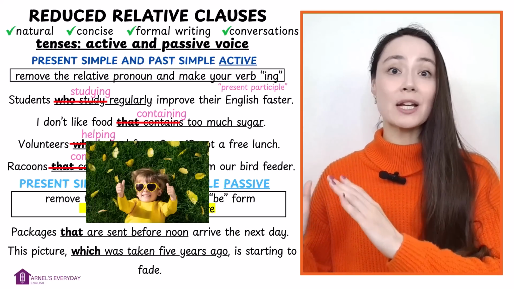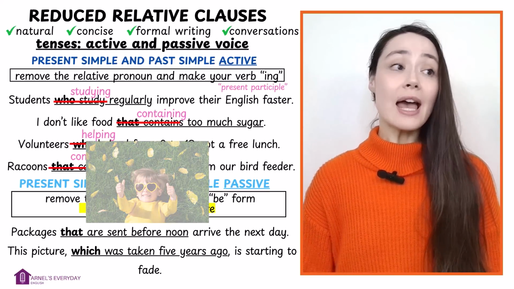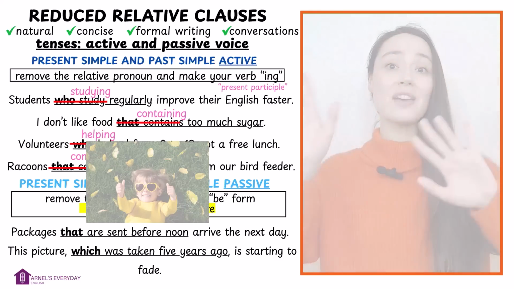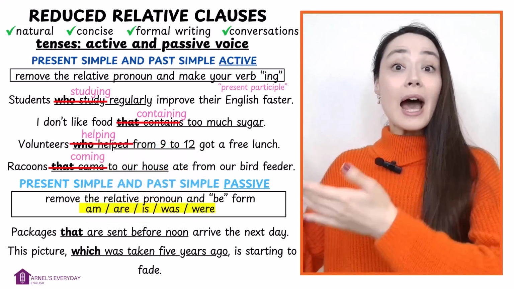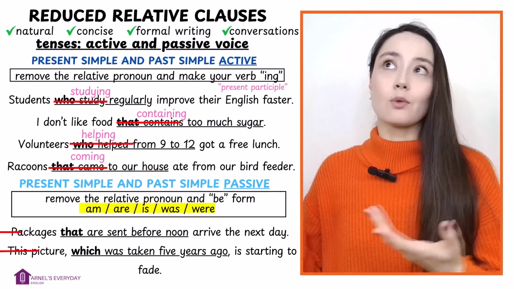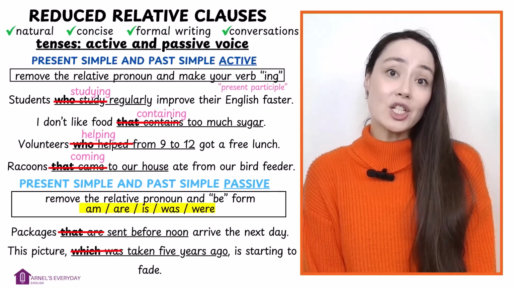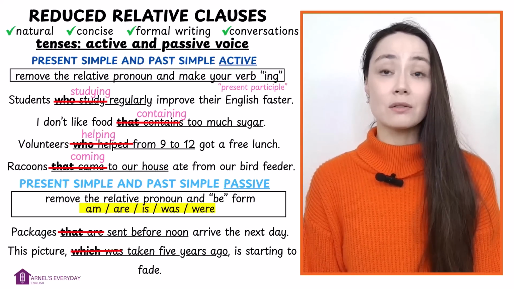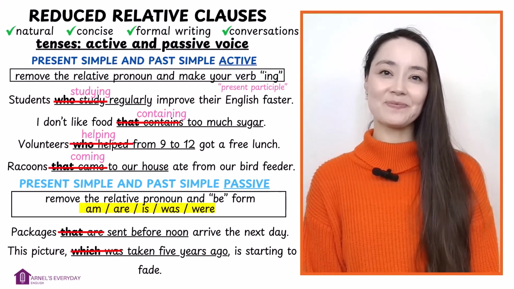Here is the original picture, and here it is fading. And just like me, I'm fading. I'm fading. Now I'm back. How do we reduce these? Remove the relative pronoun and be form. Packages sent before noon. This picture, taken 5 years ago, is starting to fade.